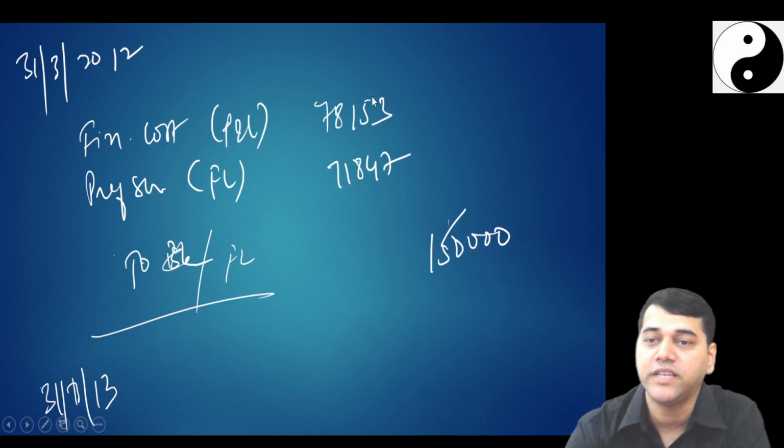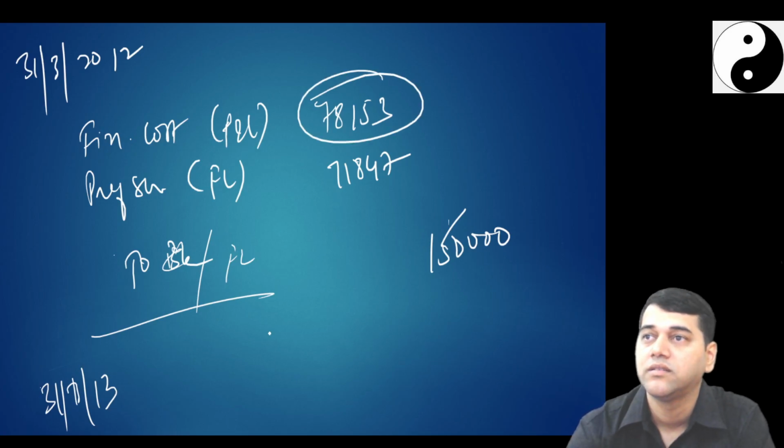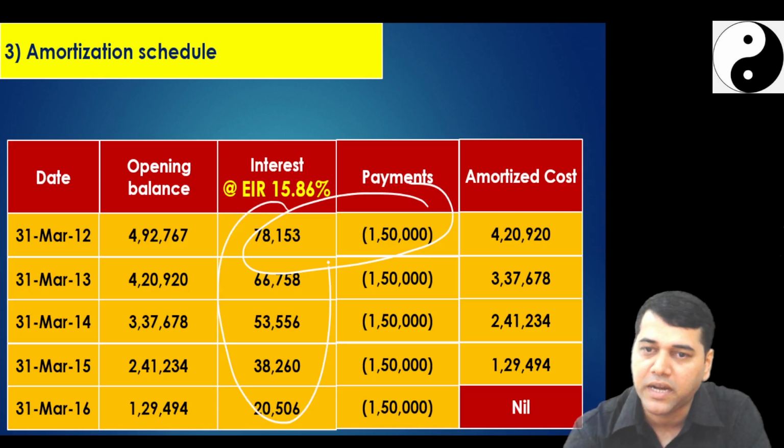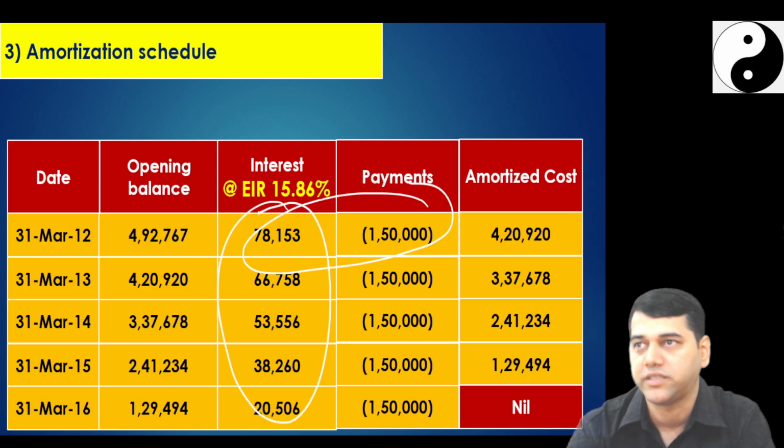It is sitting here, in the finance cost. Transaction cost amortization is sitting here. It is a part of this now. You need not separate it.